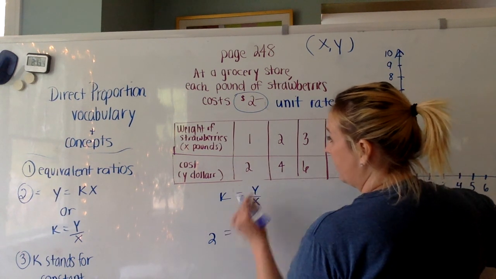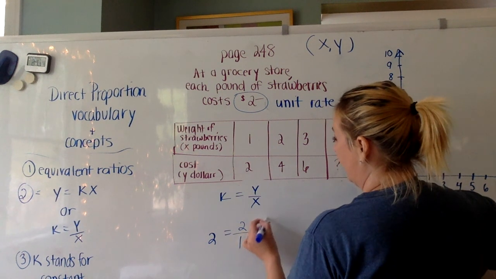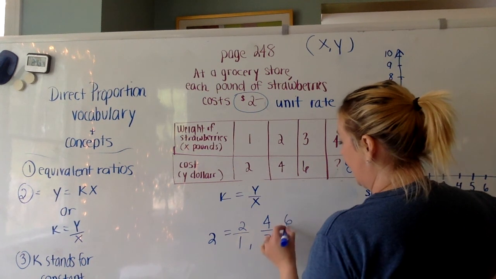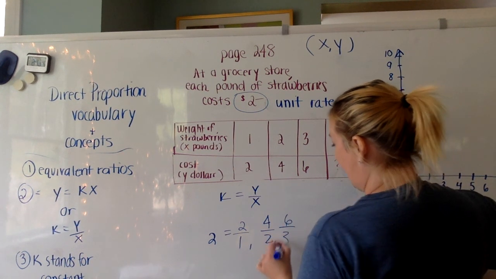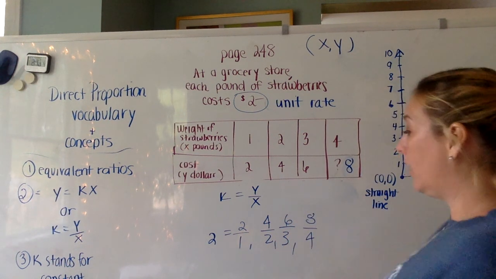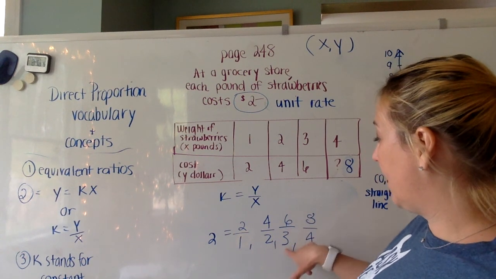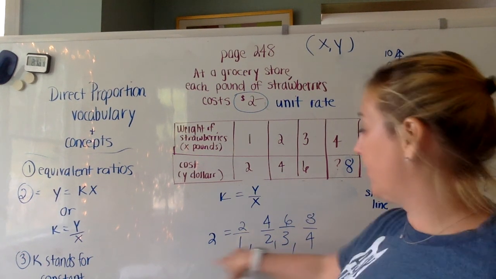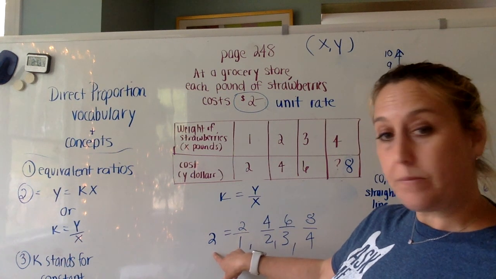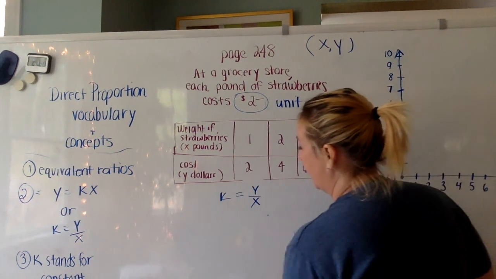So in theory, the constant, which we know is $2, that's a unit rate, should be equal to y divided by x. So in this case, it's 2 divided by 1. In this case, it's 4 divided by 2. In this case, it's 6 divided by 3. And in this, it's 8 divided by 4. And of course, 2 divided by 1 is 2, 4 divided by 2 is 2, 6 divided by 3 is 2, and 8 divided by 4 is 2. So in all of these examples, they were equal to the constant, or k, which is why it worked.